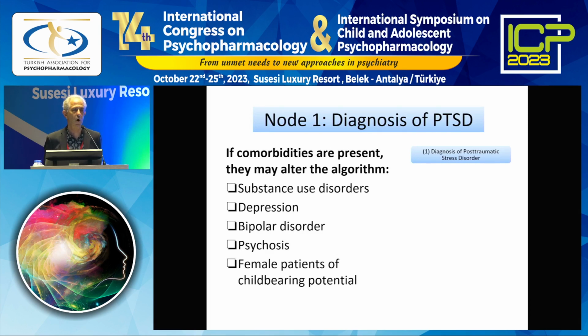So we'll start with node 1, which is the diagnosis of PTSD. So we go by the DSM-5 criteria, of course, but there are important comorbidities that we want to be sure are, whether they're present or not, because they could lead to a change in the basic algorithm that I just showed you. So we first ask during the diagnostic process that you delineate these other diagnoses, and I'll have a slide on each one to show you how they would change the algorithm. But they are substance use disorders, depression, bipolar disorder, psychosis, and women who have the potential to bear children.